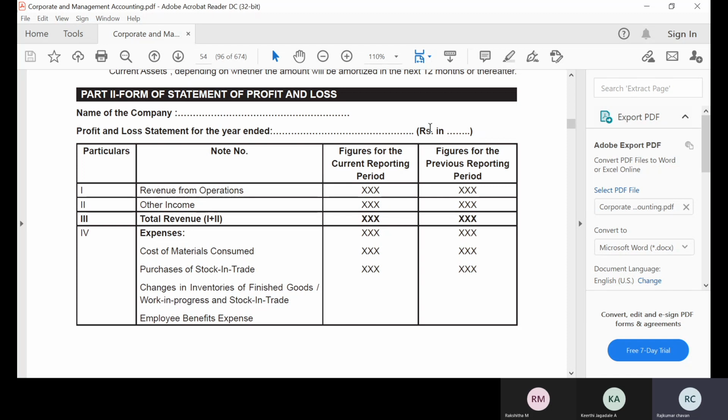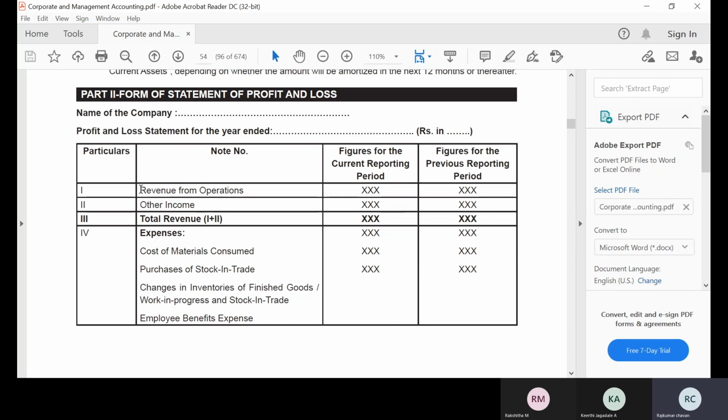Rupees you have to write, obviously, on the right side. This is actually a discipline of writing. Whatever you are writing there, whether the rupees are in crores, lakhs or millions, you need to mention it very clearly on the top right-hand side. Particulars, note. Notes are the items which we are going to write. Then the figures of the current year, the reporting period, and the previous year.